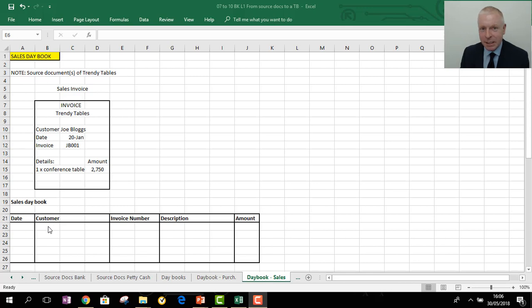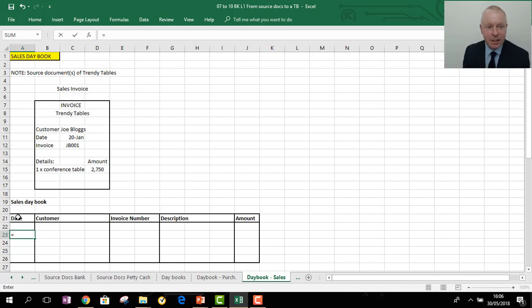It has a space for the customer to be detailed, a space for the invoice number to be noted, and also a description of the product or services that were supplied to the customer to be noted. And then finally, it has the amount section. So we just need to take this information, and I'm going to take it the same way as I did the previous example, just using the equal sign because it's quicker.